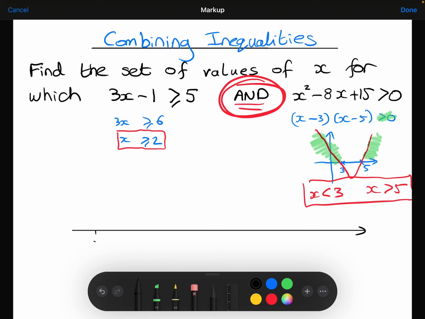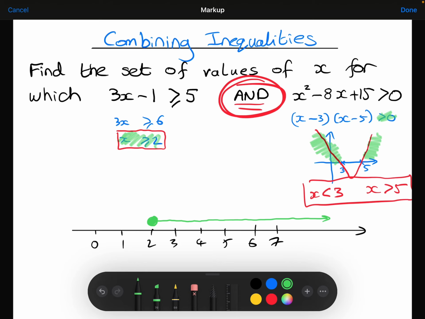So my number line: 0, 1, 2. That should be enough. In green, I'm going to put this inequality on the number line. So we're saying that x has to be greater than or equal to 2. So here's 2, here's equal to 2. These are all the values where x is greater than 2.